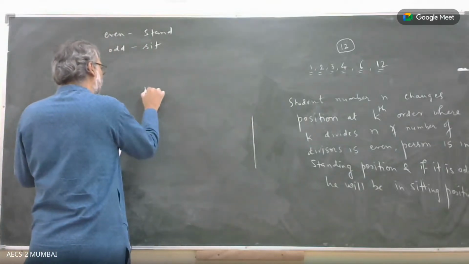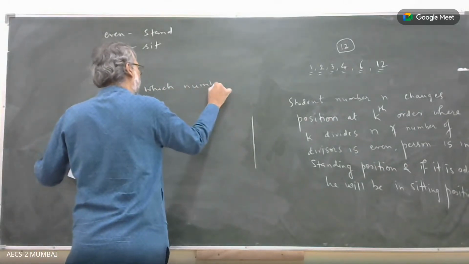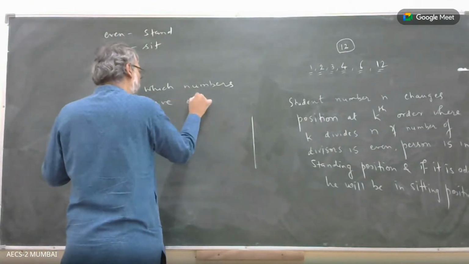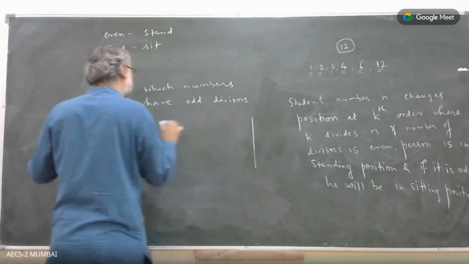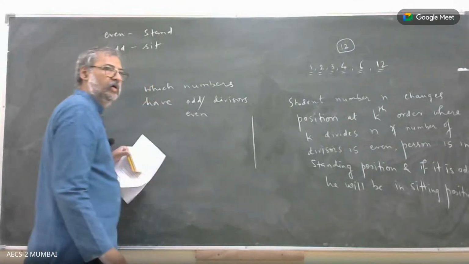Yeah. So which numbers have odd divisors and which numbers have even divisors? Okay, that's the question.